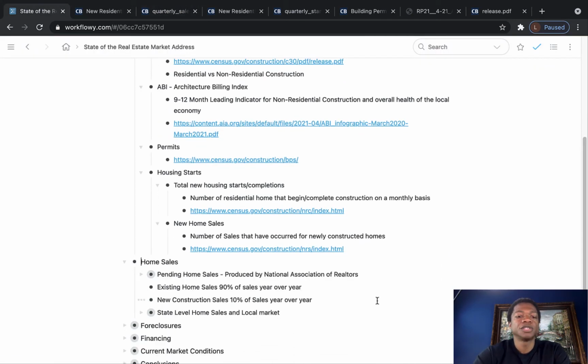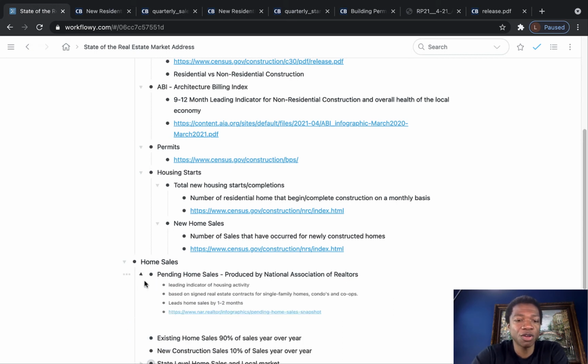And home sales. Pending home sales is something that is tracked by the National Association of Realtors, and this is one of the early indicators of actual sold houses. You have to keep in mind that 90% of all home sales are of existing homes. The new construction only accounts for about 10% of home sales. And so the National Association of Realtors do a very good job of tracking all home sales, and they do it based on pending home sales.